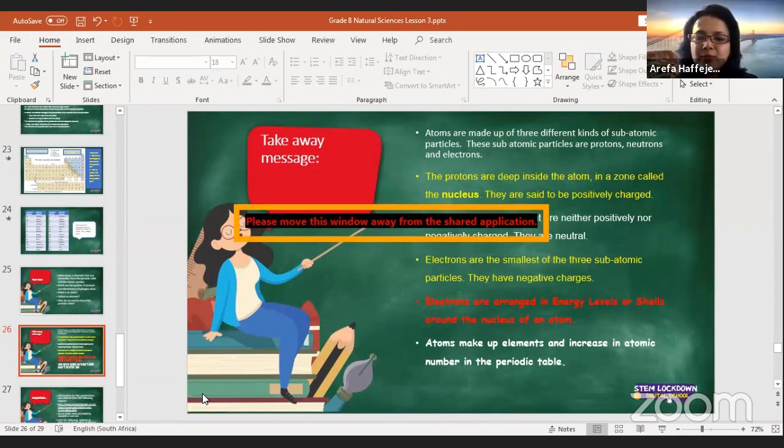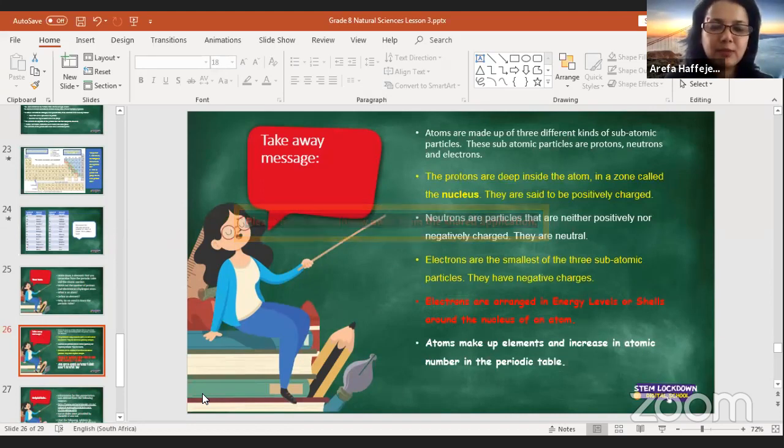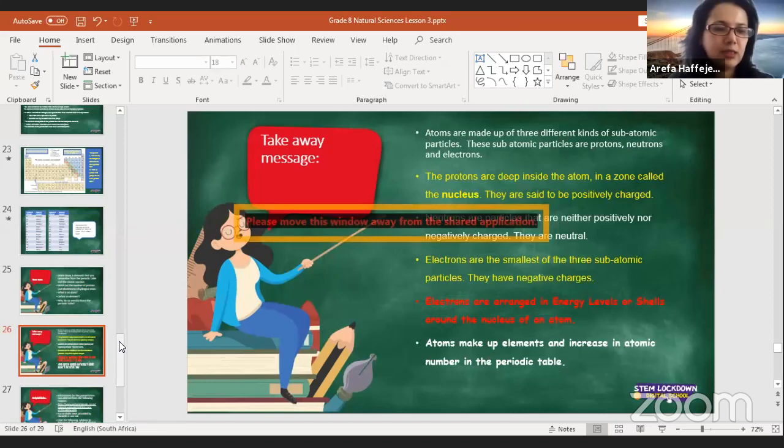Atoms make up elements and increase in atomic number in the periodical table. So all the atoms put together make up elements, and in the periodical table, as each element's atomic number increases, that is how it is arranged.